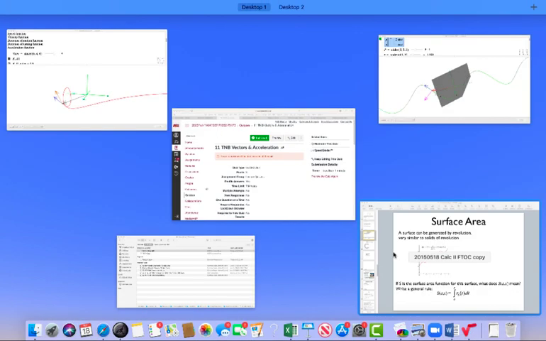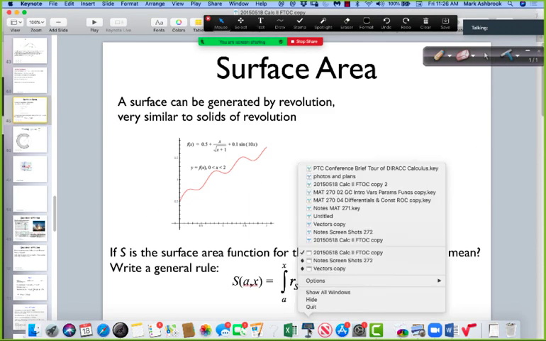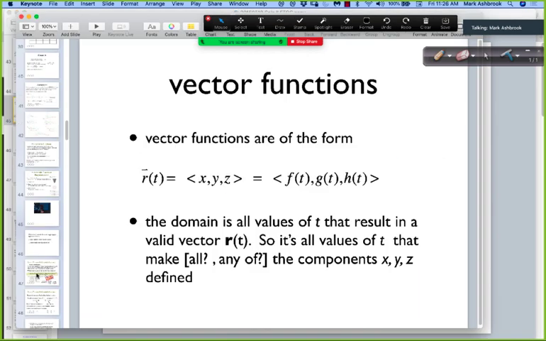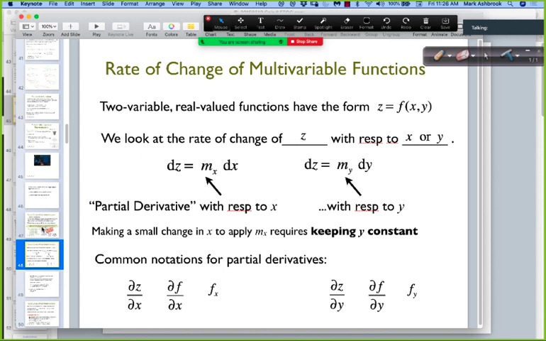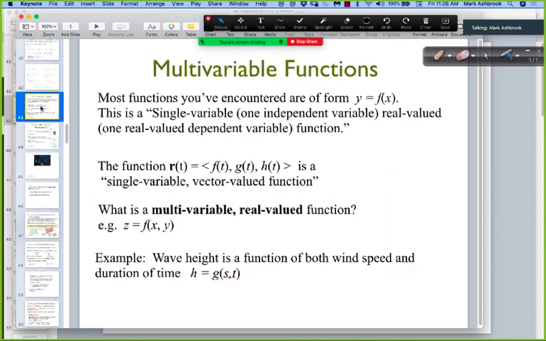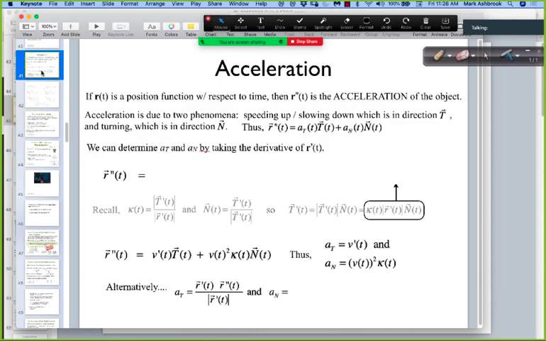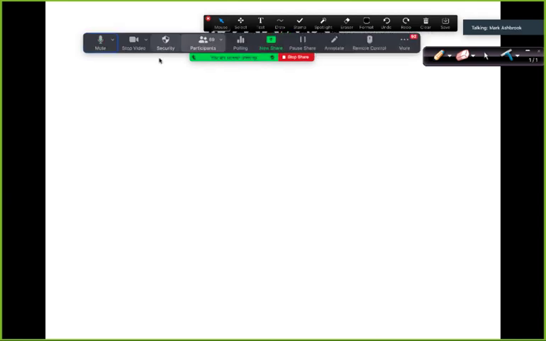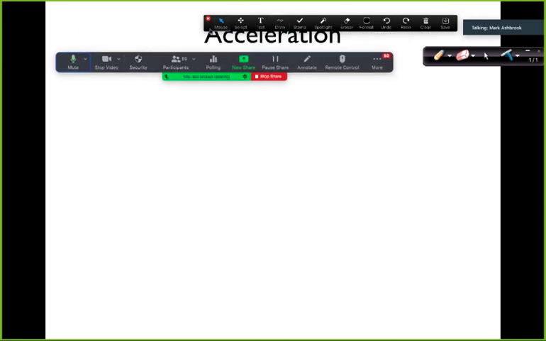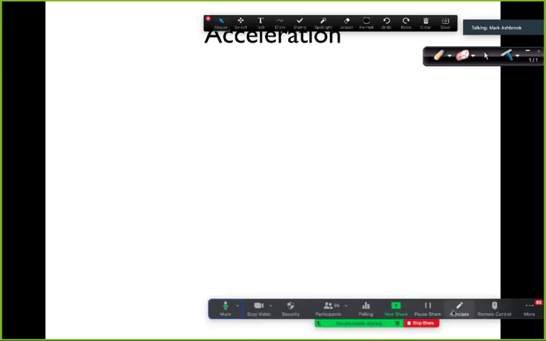All right, where's that? Sorry, not surface area. No. Where am I? There it is. Okay, acceleration. So I'm going to go fast. Don't try to take notes on this. You can pause the video later. But I do want to get back to the visual on it. I just want to give you the formulas.